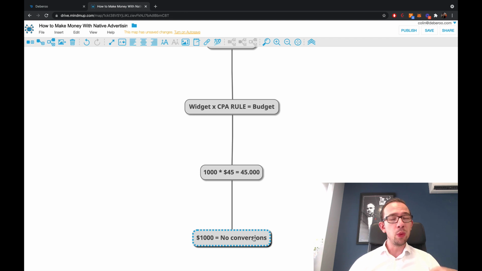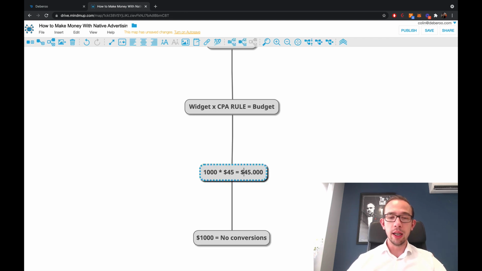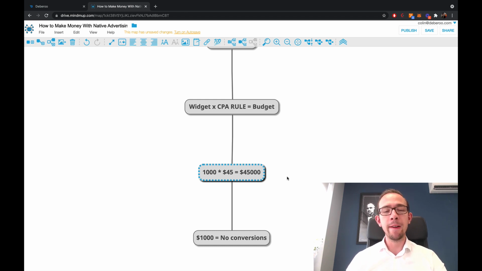$1,000, no conversions, we're not going to let it run until $45,000. We're going to kill the campaign, take our learnings of what went wrong, and try again with a different campaign. In odd cases we will adjust the campaign and launch it again, but this is unlikely, because you know you've done something wrong.